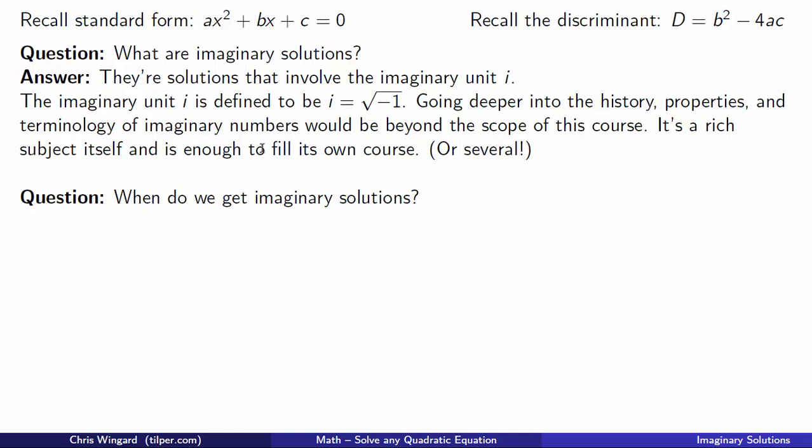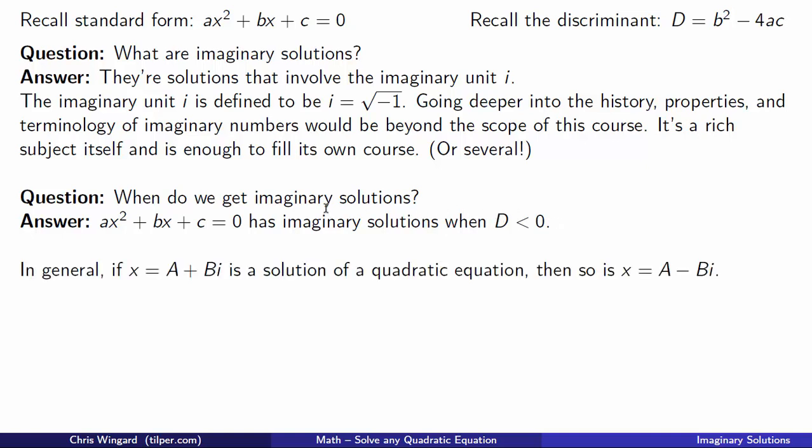So another question is, when do we get imaginary solutions? And we've actually already answered this, but it's when the quadratic equation in standard form has imaginary solutions when the discriminant is negative. So in general, also, if x equals A plus Bi is a solution of a quadratic equation, then so is x equals A minus Bi. And this is always the case as long as B is not equal to 0.